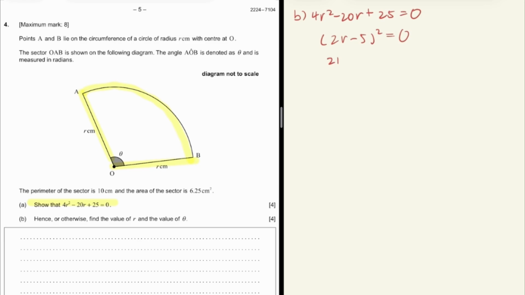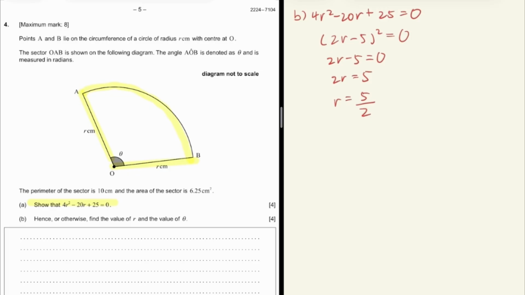So we get 2r minus 5 equals 0 and 2r equals 5. And so r equals 5 over 2. And this is because r, which is a length, cannot be negative 5 over 2. So thus r could only be 5 over 2.